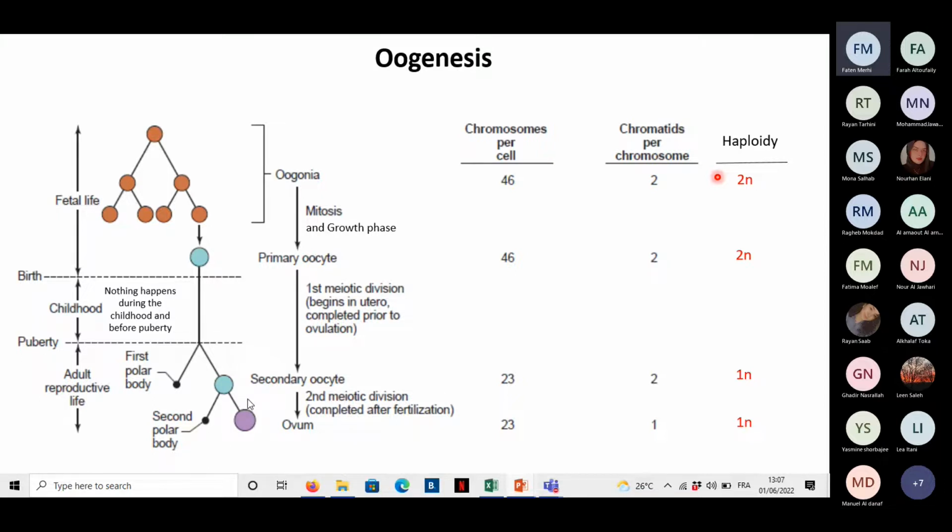If there is fertilization, this secondary oocyte can achieve the meiosis and give two cells, one ovum and one second polar body, which are two haploid cells having one set of chromosomes and one chromatid per chromosome. Okay, so before here, the primary oocyte is a diploid cell containing two chromatids per chromosome, and also are the oogonia.